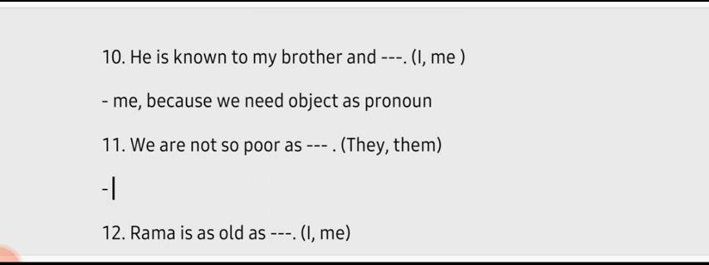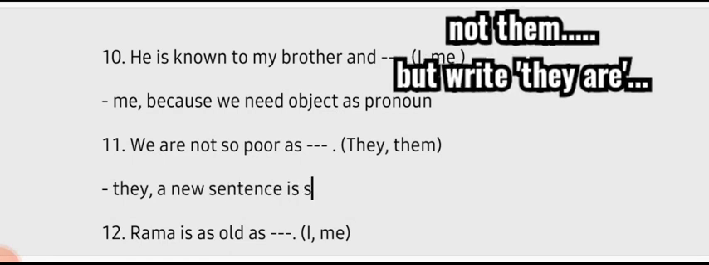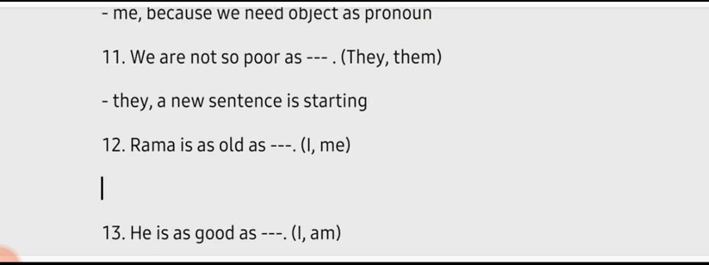we are not as poor as they. Why? Because the new sentence is starting from as, means after as, means as they are, in this way, means we are not so poor or as poor as they are, in this way. Rama is as old as, in the same way, Rama is as old as I, not me.